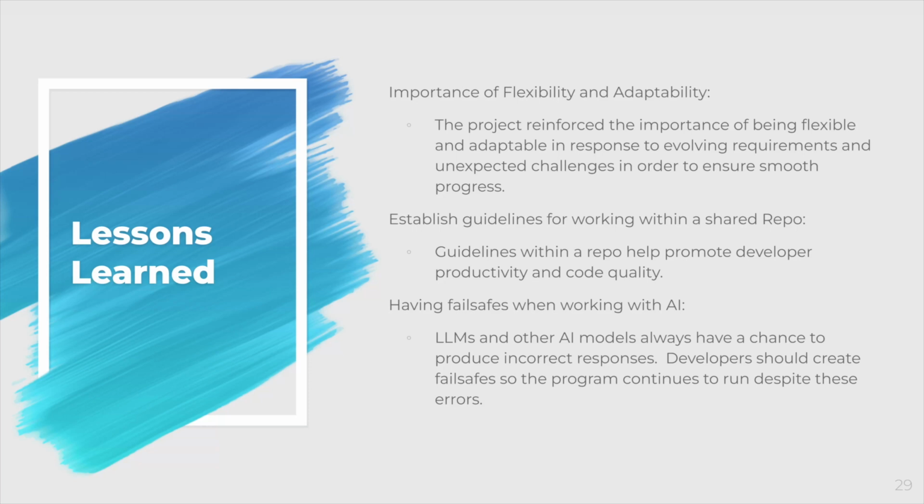We learned that having guidelines help promote developer productivity as well as code quality. And the last lesson learned, this was a big one, was having fail-safes when working with AI. So LLMs and other AI models always have a chance to give you incorrect or strange responses. So making sure that your code continues to run despite these incorrect responses or issues is very important, so that your code doesn't crash and so it maintains its usability.